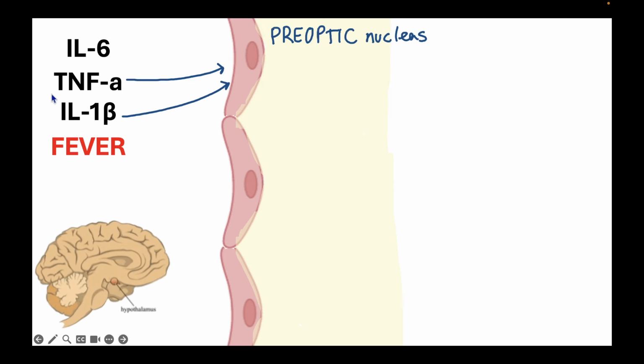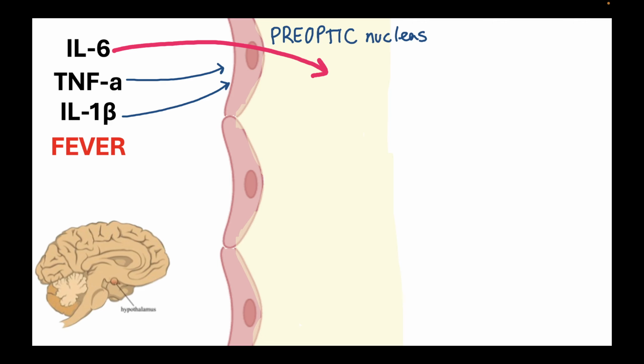So TNF alpha and IL-1 beta, they're very big molecules, okay? So they're going to stay in the endothelial cells. They're only going to act on the endothelial cells directly, okay? And IL-6 is a very tiny molecule, so it's able to go straight into the preoptic nucleus. But their function is the same. So location is different, but their function is the same. What is their function? What is their job?